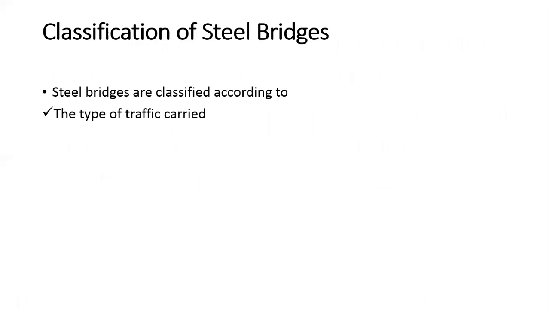Now, we have to classify the steel bridges. The classification is based on, number one, the type of traffic which is carried on the bridge: whether it is railway traffic, highway traffic, or combined traffic. Second, the type of main structural system: whether the bridge supports a load by bending action or by arch action or some other action.